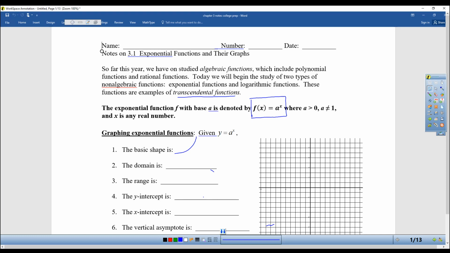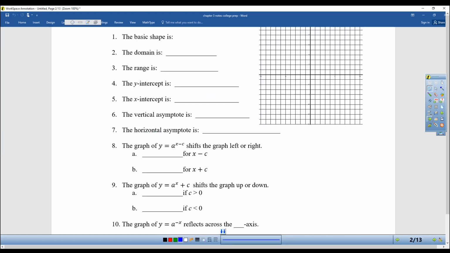The domain is going to be all real numbers, because if you have a base to a power, you can make that power anything that you want. But its range is only going to go from 0 to infinity. I just realized I want to write this on the next page so that you can see the whole thing at once. All real numbers and 0 to infinity.